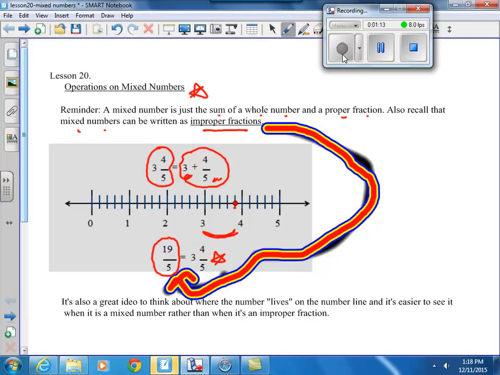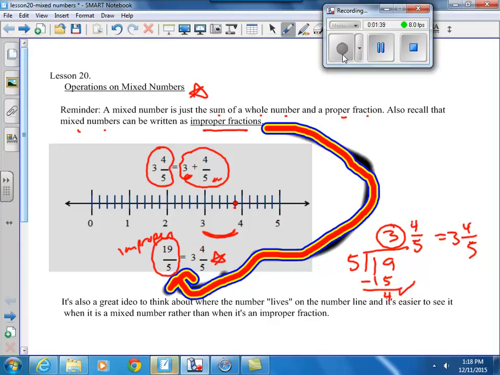If you're rusty on how to move from this improper fraction, 19/5, to 3 4/5, you simply just divide 5 into 19. 5 goes into 19 3 times. 3 times 5 is 15. Subtract. Remainder's 4. This is your whole portion, and you put your remainder over your divisor. So 3 4/5. So it's basically longhand division that brings you to writing your mixed number.